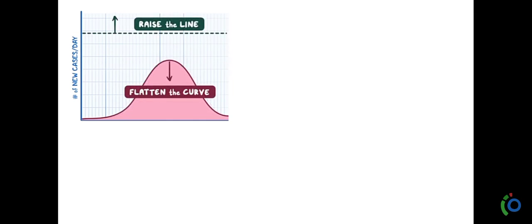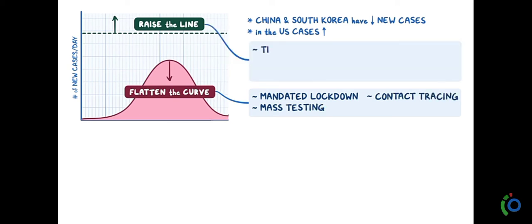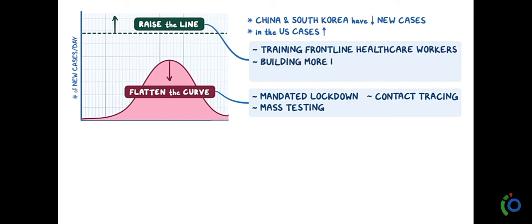To recap, 8 months after the start of the COVID-19 pandemic, countries around the world have had varying levels of success in containing the disease. This is done by flattening the curve and raising the line. Some countries, like China and South Korea, have decreased the number of cases, while in the US, the number continues to rise. A mandated lockdown at a federal level to enforce social distancing, mass testing, and contact tracing are key components to preventing the spread of the disease, while raising the line can be accomplished by training more frontline healthcare workers, building more hospitals, and providing hospital staff with adequate PPE.